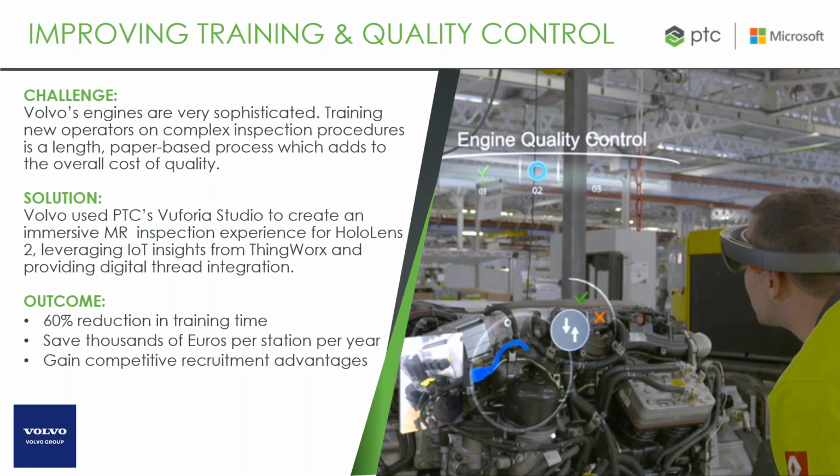They actually combine that with IoT information that they're getting from ThingWorx to essentially provide a live feed or updated information based on the configuration they're looking at, what things they need to inspect as they're running through that. Okay, and the outcomes from that, they're looking at a 60% reduction in training time. They're saving thousands of euros per station per year, and one of the things that they highlighted was around a recruitment advantage. Manufacturing is very much seen as sort of stale, dirty work that people don't really want to get into. This is really showing that manufacturing is leading technology being used on a day-to-day basis.